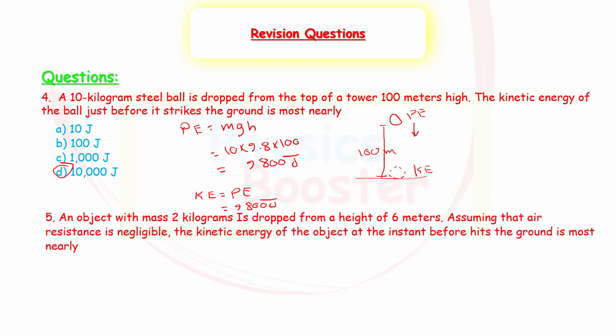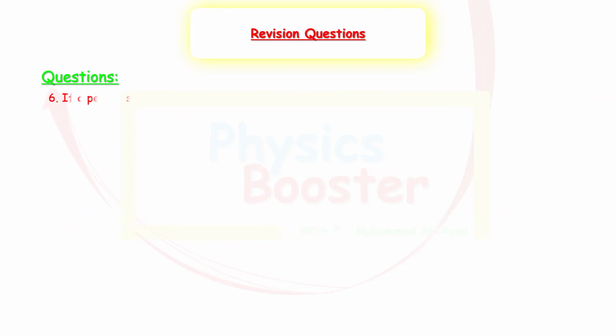Next question. An object with a mass 10 kilograms is dropped from a height 6 meters, assuming that air resistance is negligible. The kinetic energy of the object at the instant just before it hits the ground is most nearly, well, it's very similar to the previous question. We're going to say that the kinetic energy will be equal to the potential energy the object gains. And we already know that potential energy is calculated using mgh. We have the mass, and we have the gravitational acceleration, and we have the height. So the answer is clearly 120 joules. It's the closest answer. Next question.